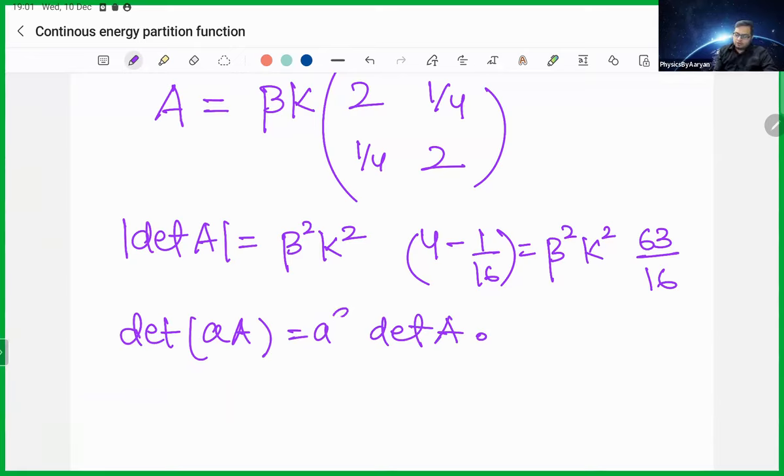Once you have your A matrix, find the determinant of A. Simple. Once you know the determinant of A, you simply use the formula 2 pi to the power n by 2. Now n is what? It's a 2-dimensional thing, so 2 by 2 is gone, divided by under root of A. So this is your integral, the final answer for your integral. Is this clear? This technique is clear, right? This technique can be used.